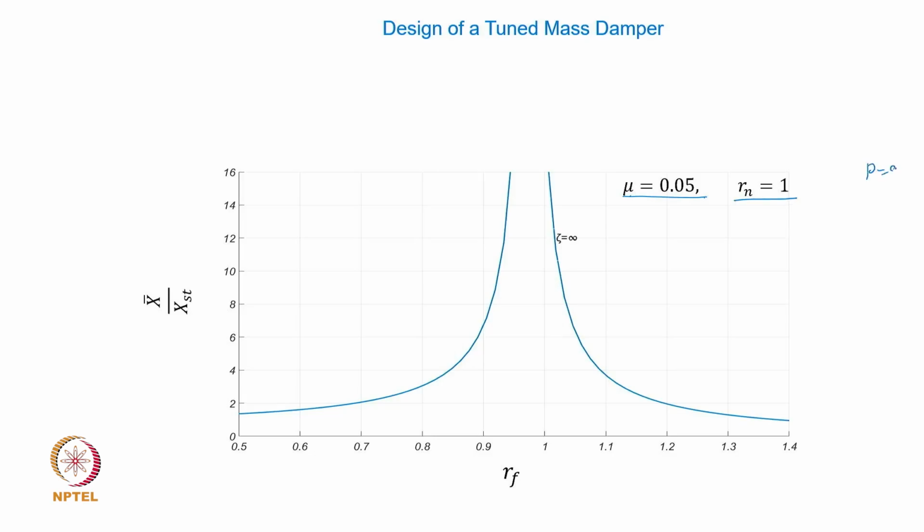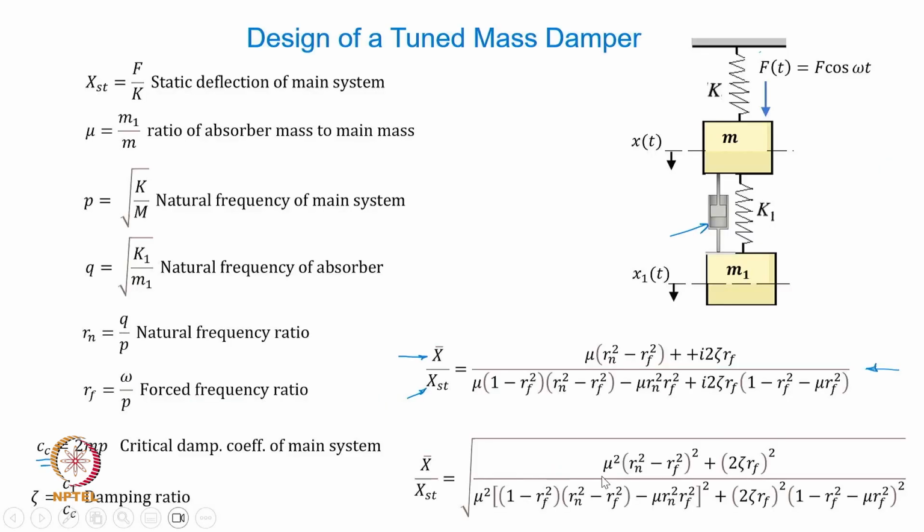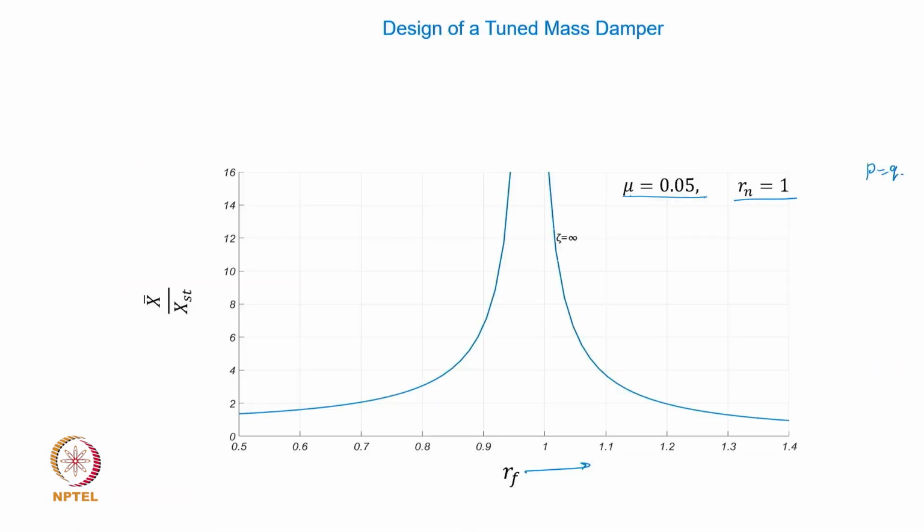that if P is equal to Q, what happens. And then when you change the value of RF, this particular expression is plotted. As you change the value of RF, how does the non-dimensional response vary? So this is how the variation looks like for one value of the damping ratio.